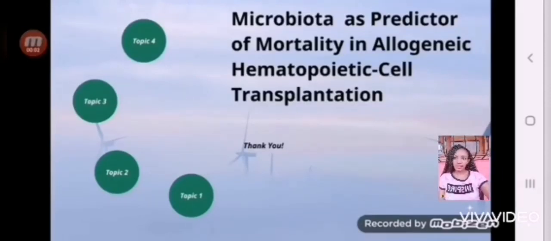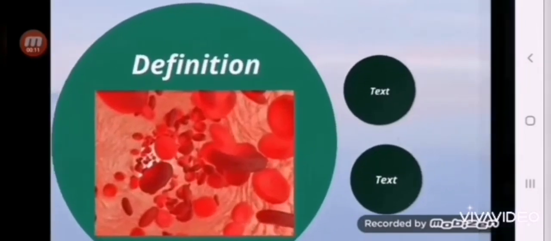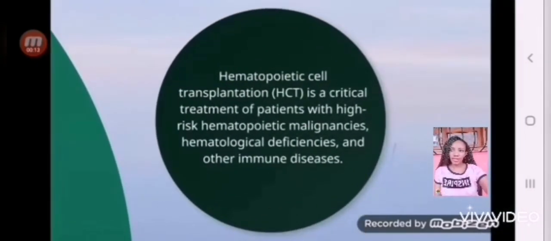Hello, my topic is Microbiota as predictor of mortality in allogeneic hematopoietic-cell transplantation. Definition: Hematopoietic-cell transplantation (HCT) is a critical treatment of patients with high-risk hematopoietic malignancy, hematological deficiency, and other immune diseases.